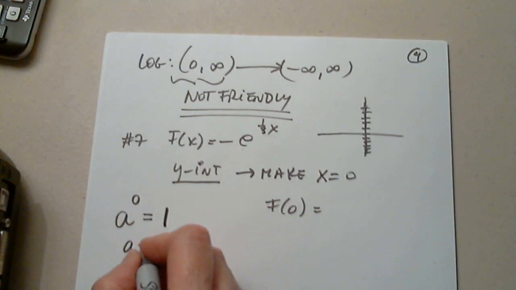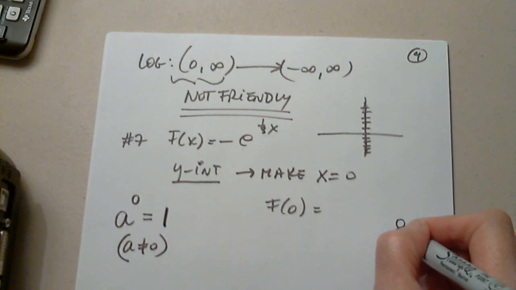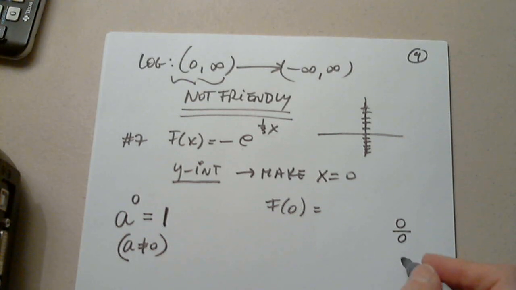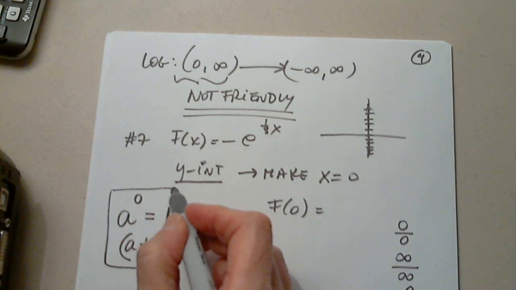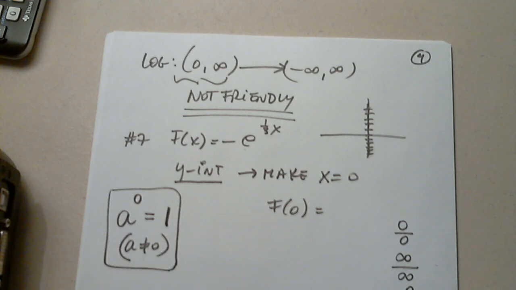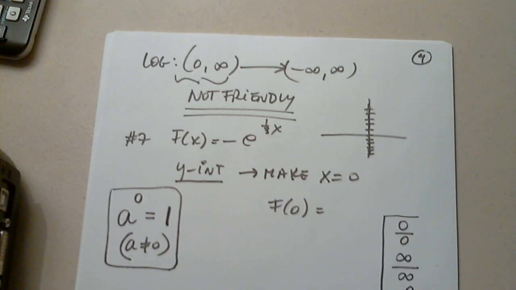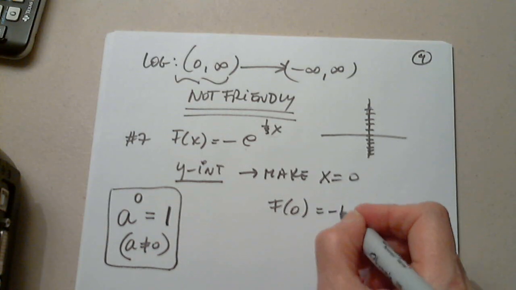And I have to be correct. I have to write that a cannot be 0. Remember we talked about 0 over 0 as an indeterminate case. We talked about infinity over infinity as an indeterminate case. 0 raised to 0 is another indeterminate case. So this is true forever, but only if the base is not 0. If the base is zero, it's a totally different situation. So e to zero is 1. 1 times negative 1 is negative 1.